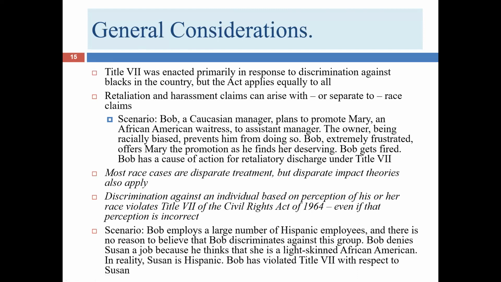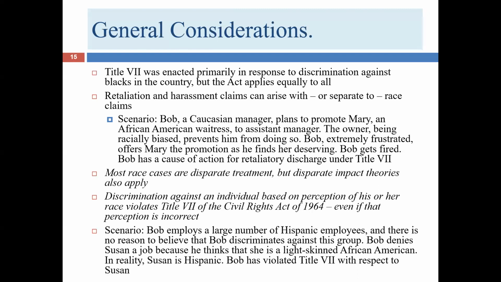Let's look at an example to unpack what we're talking about. So we have Bob. He's a Caucasian manager. He'd like to promote Mary, who's an African-American waitress in the restaurant. He'd like to promote her to assistant manager because she's very efficient and productive and a good worker. But the owner of the restaurant is racially biased, and that owner does not want Bob to promote Mary. Bob is very, very frustrated because he knows she would be the best for that particular role, so he promotes her anyway. As a result of Bob's insubordination to the owner, Bob gets fired.